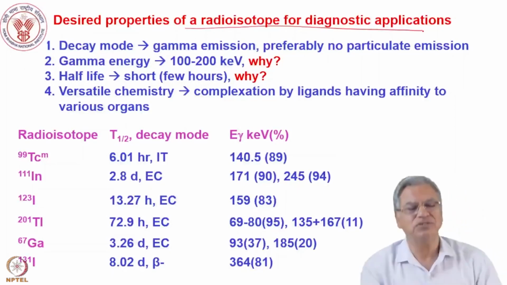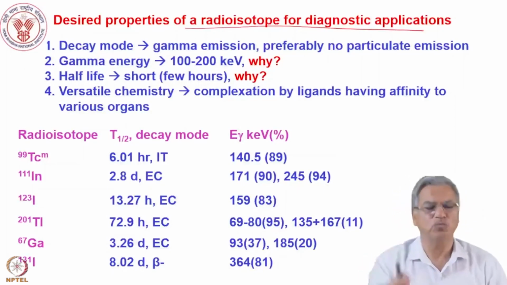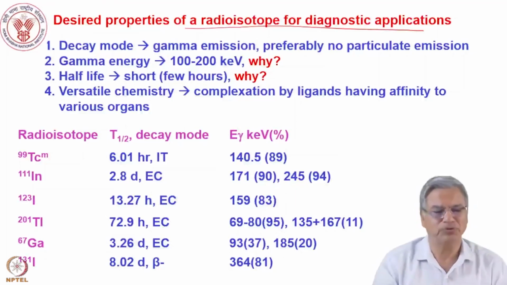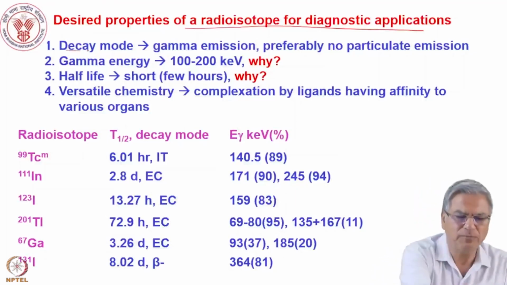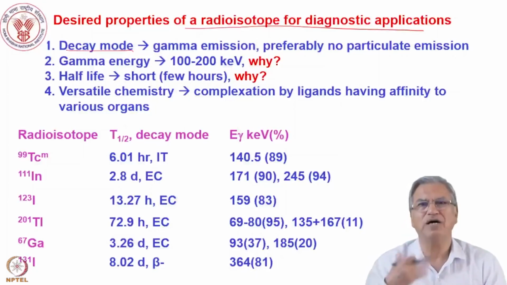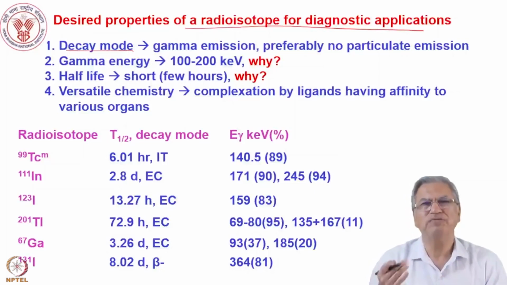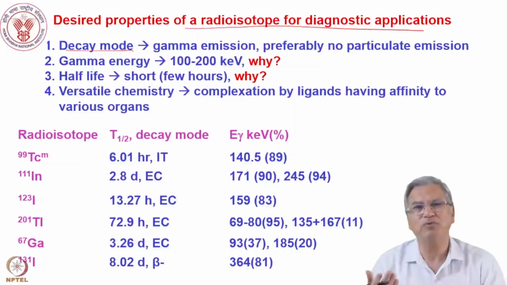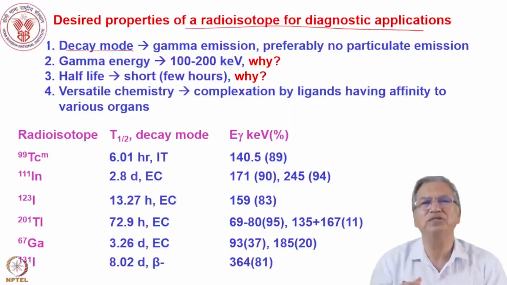So let us see for diagnostic applications, what are the kinds of radioisotopes we can choose for diagnosis as a radiopharmaceutical? One of them is the decay mode. What we are doing is taking the image of the organ in which the radioisotope is distributed. So it should preferably emit only gamma rays. It should not be emitting a particulate, because that particulate will unnecessarily damage the tissue.